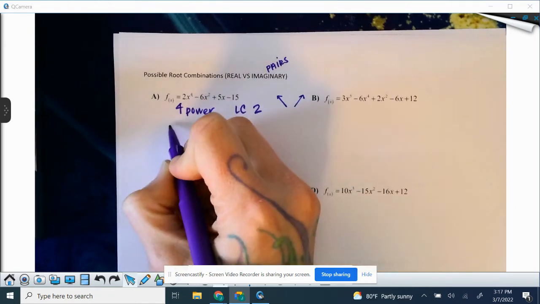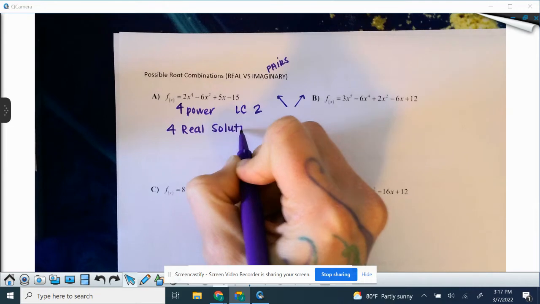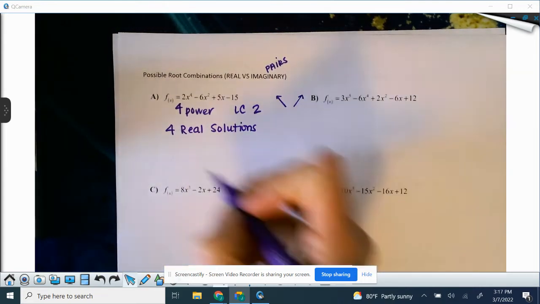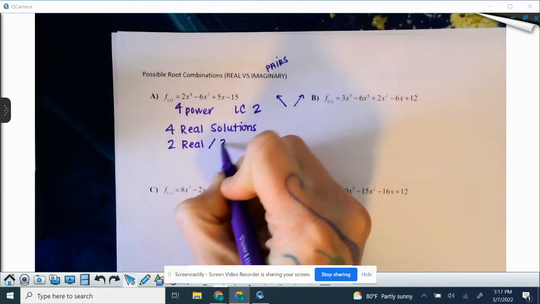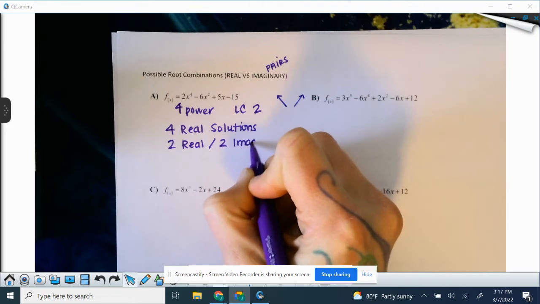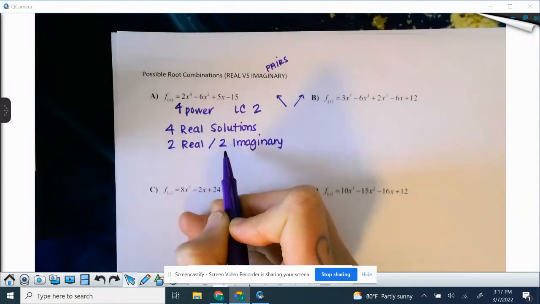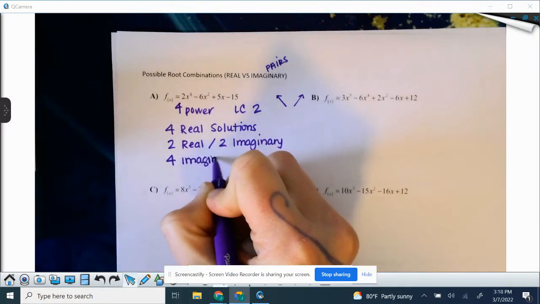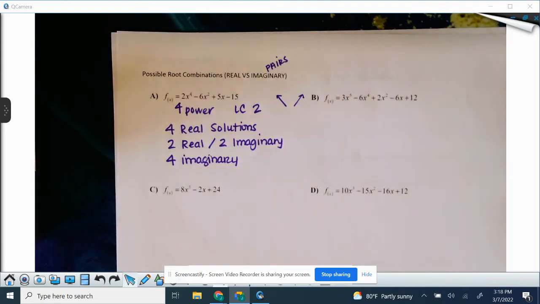So I can have 4 real solutions, and that just means that this crosses the x-axis 4 times. Then I could have 2 real solutions and 2 imaginary, because that still gives me 4 when I'm done. And then I can have 4 imaginary. I can't have 3 of either, because then I don't have an even leftover number to call imaginary.